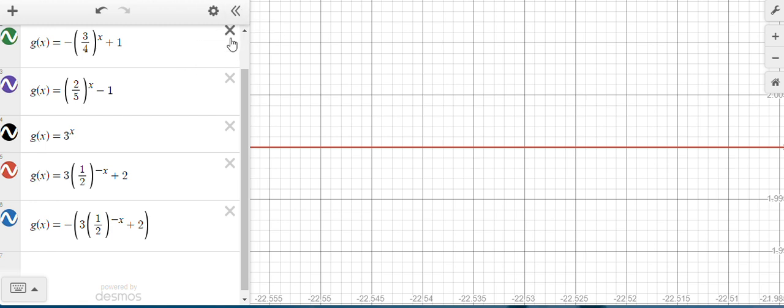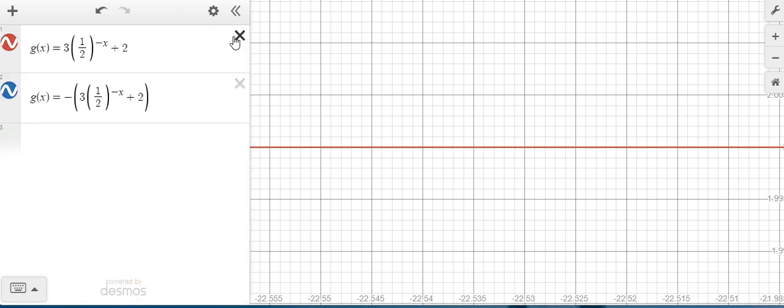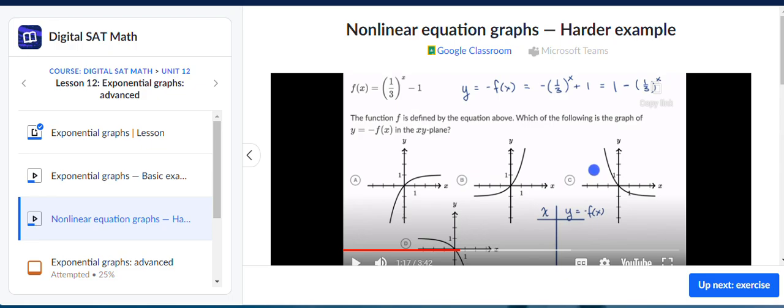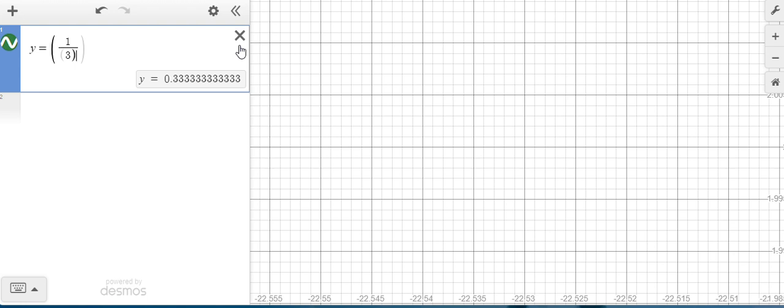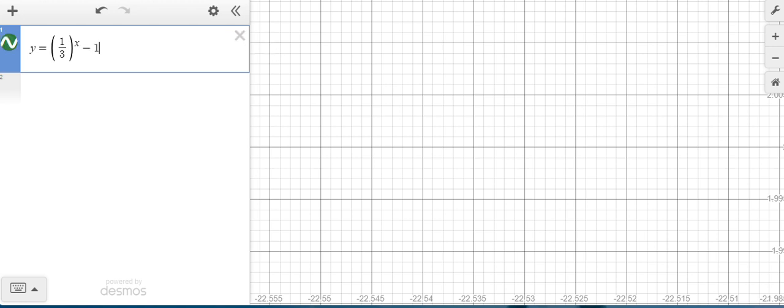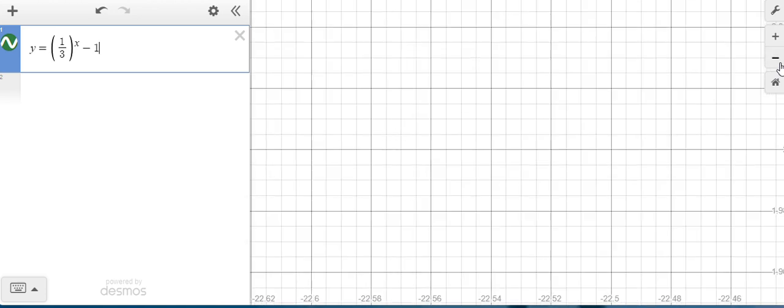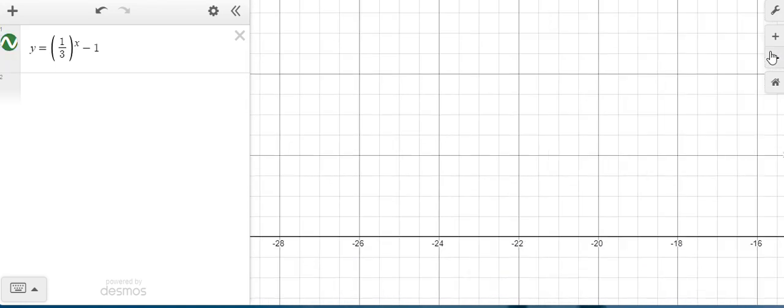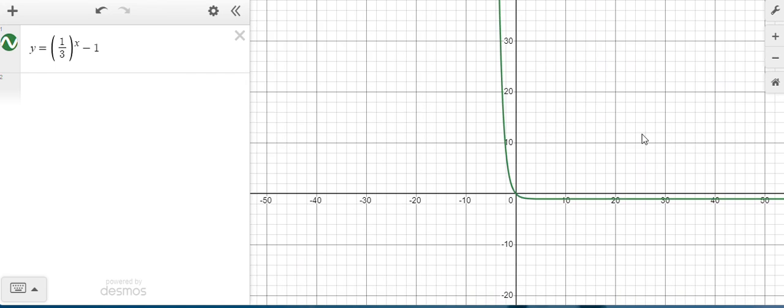Okay, let's remove these. And y equals 1 by 3 to the power x minus 1. 1 by 3 to the power x, not this x. 1 by 3 to the power x minus 1. Where's the graph? I need that zoomed in. So that is the graph.